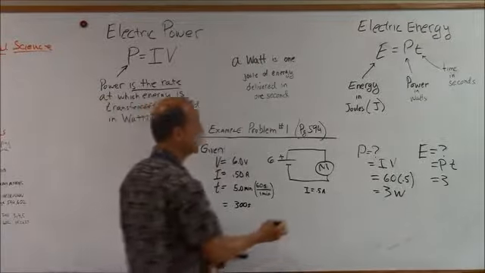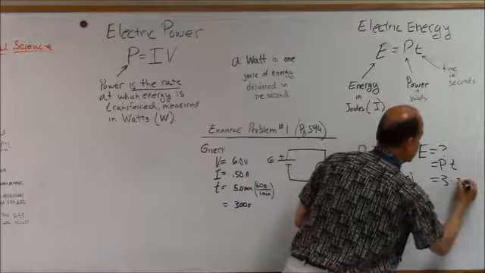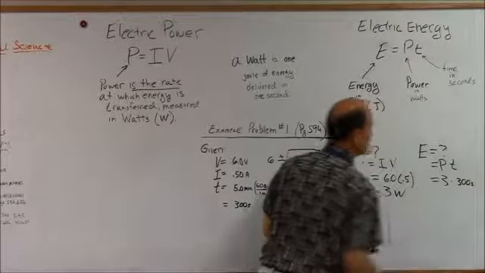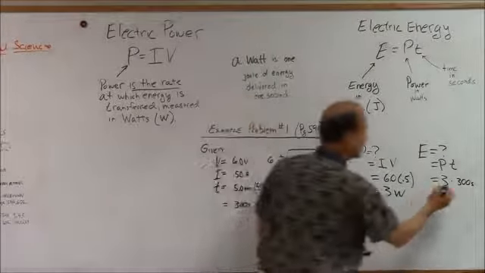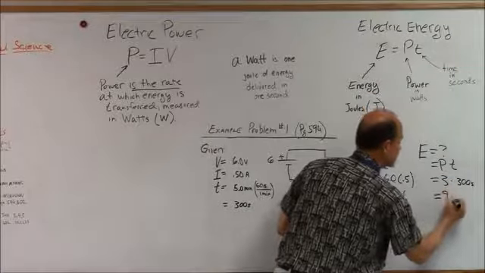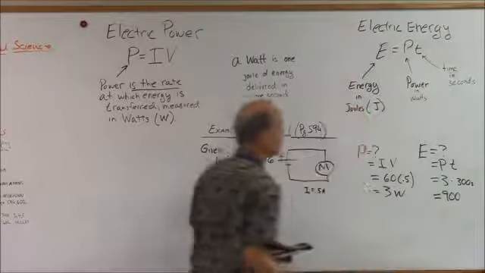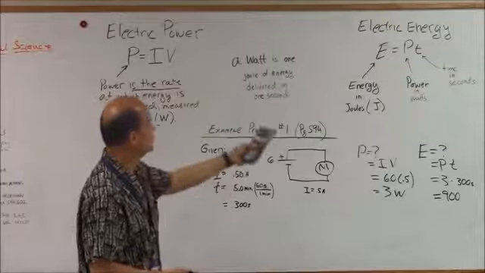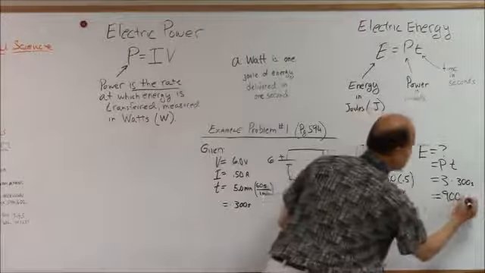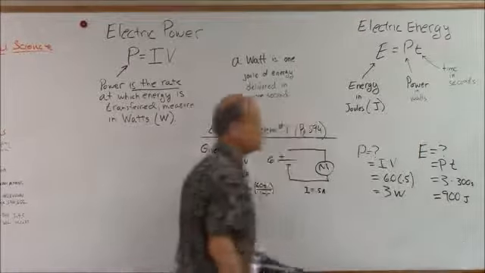So now we have the time in seconds. So 3 times 300 seconds would be 900. 3 times 3 is 9, 900. And the units for energy is joules. Capital J, because joules is a guy.